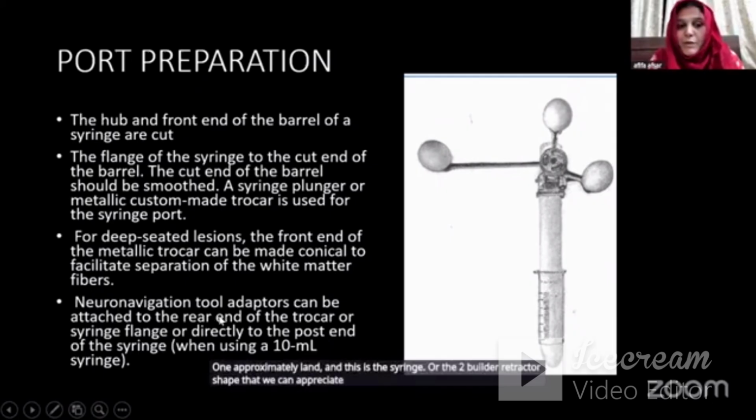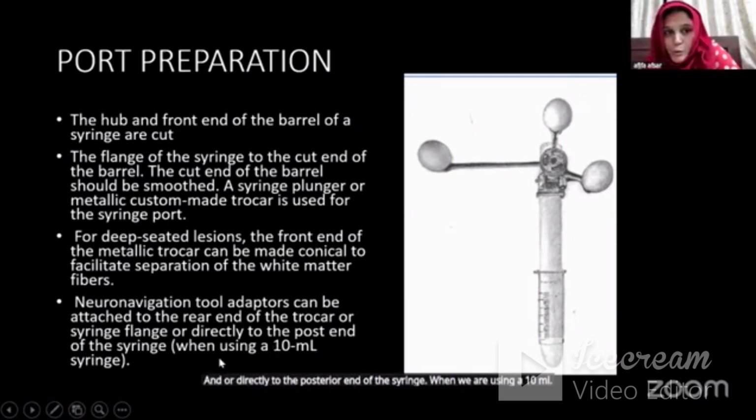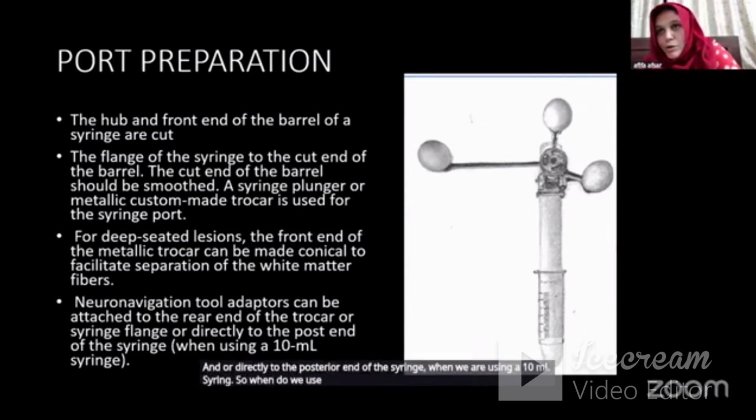So we know that the neuronavigation tool adapters can be attached to the rear end of the trocar or the syringe flange, and/or directly to the posterior end of the syringe when we are using a 10 ml syringe. So when do we use these syringe ports? The syringe ports can be used basically for a multitude of lesions.